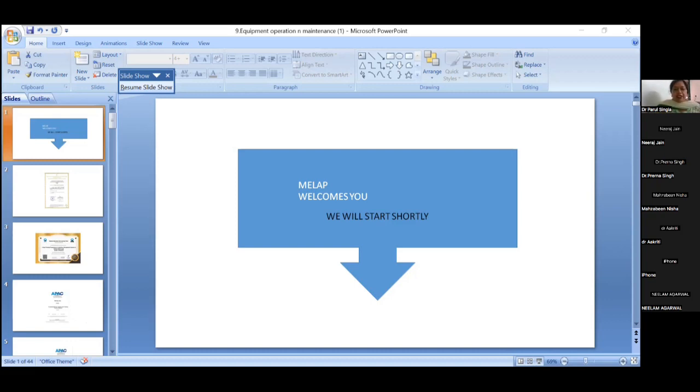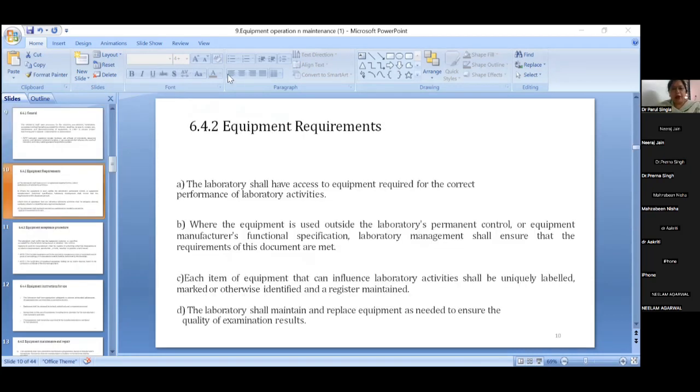Now what is important here is that each item of the equipment should be uniquely labeled. Uniquely labeled means each item of the equipment, like there is a serial number on the equipment, and according to the equipment requirements, each item of the equipment that can influence the activities, that can influence the results, should be uniquely labeled.